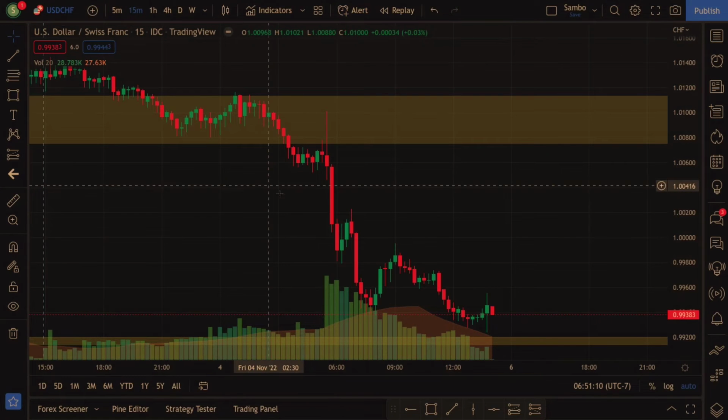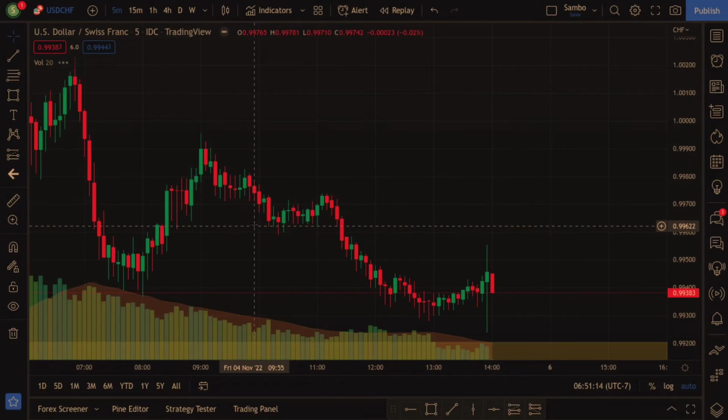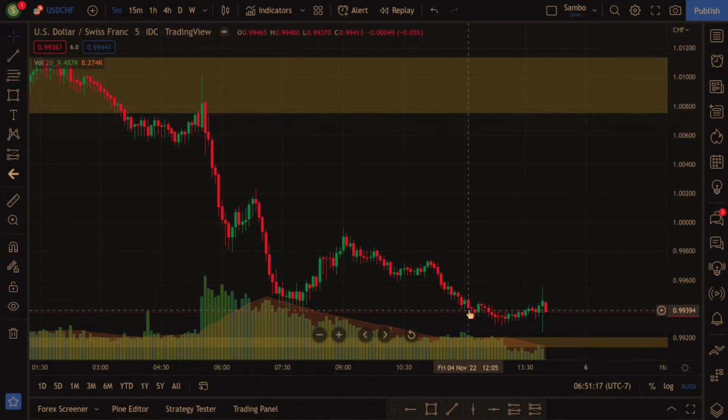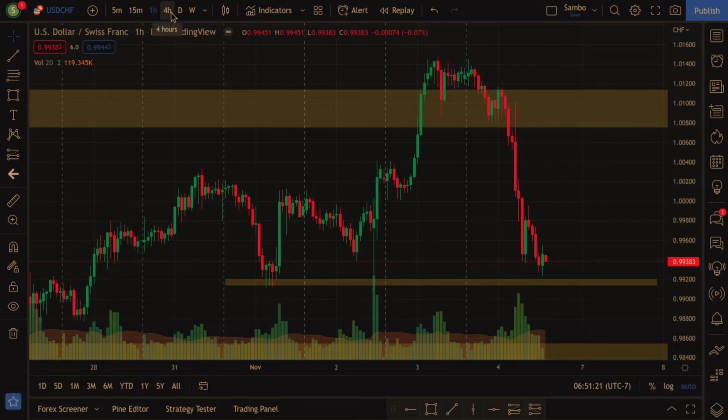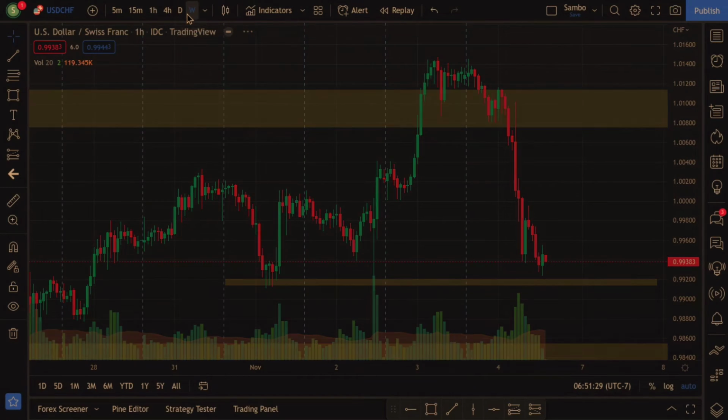So that's a 15-minute. I could go down to the 5-minute, but it would just be the same thing, more choppiness, nothing much to see here, more or less the same. So going back to the 1 hour, we are seeing a big down move, but it looks like it could be holding. We could see a push up and maybe some sideways movement on the long term.